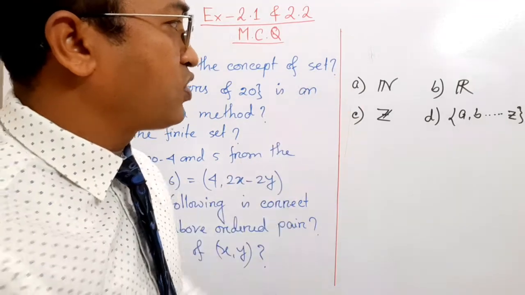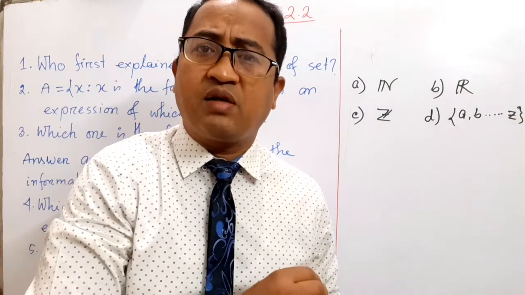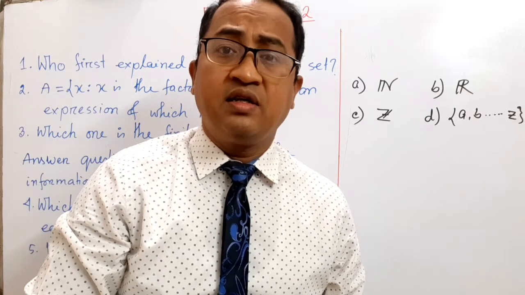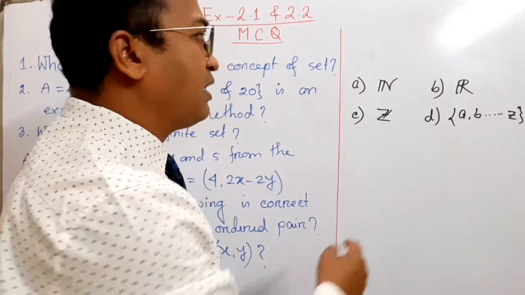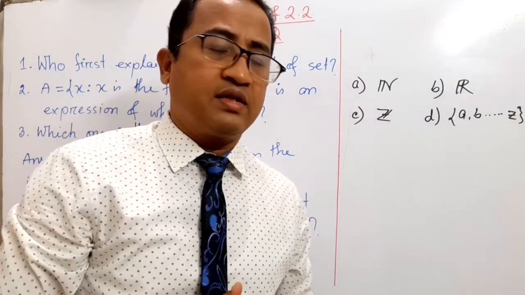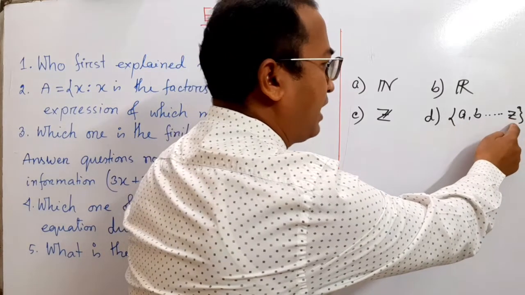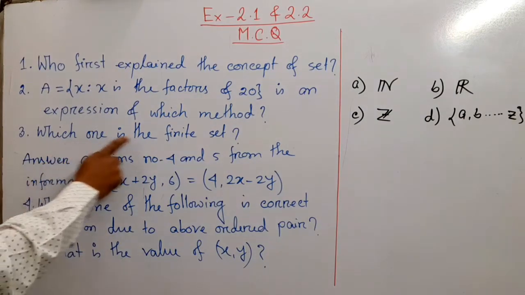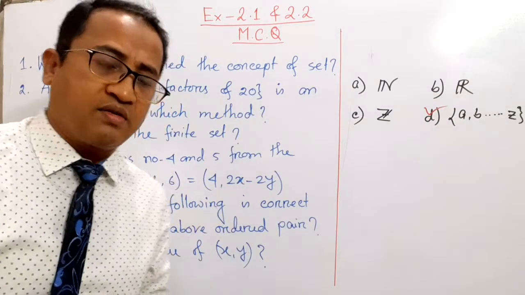Now, I have given four sets. The first one is the natural numbers. Is the set of natural numbers finite? No, because the number of natural numbers is infinite, so the set of natural numbers is also infinite. Similarly, the set of real numbers and the set of integers are also infinite sets. But look, this one starts from A and ends at Z, so that is a finite set. I think this one will be the finite set.